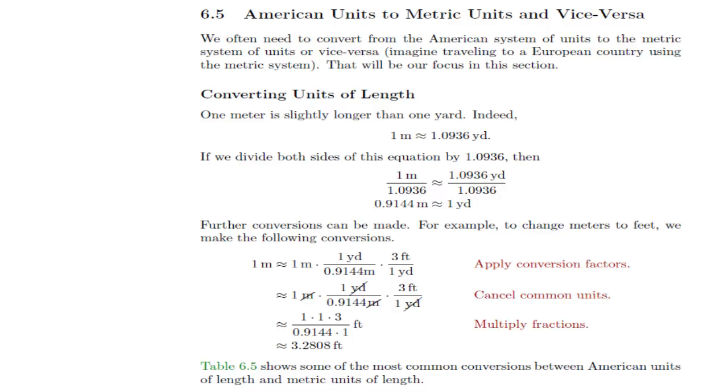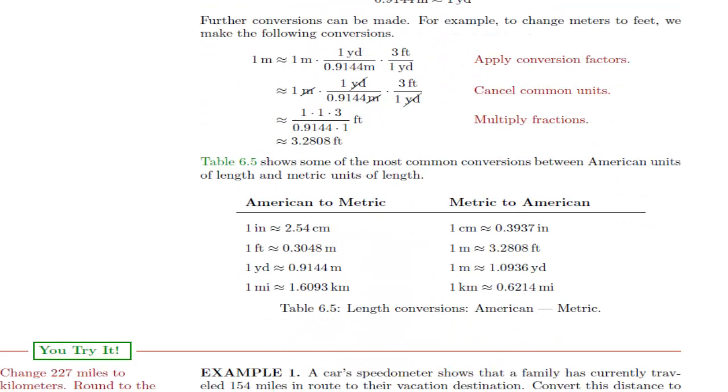For example, to change meters to feet, we make the following conversions. 1 meter approximately equals 1 meter times 1 yard over 0.9144 meters times 3 feet over 1 yard. This way, the meter units and the yard units cancel, and we're left with 1 times 1 times 3 over 0.9144 times 1 feet, which simplifies to approximately 3.2808 feet. Table 6.5 shows some of the most common conversions between American units of length and metric units of length.